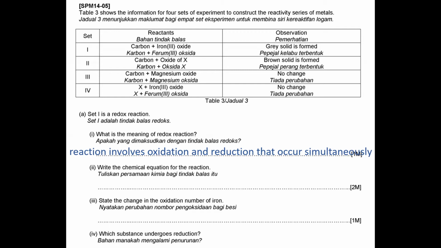Write the chemical equation for the reaction in set 1. Set 1 is carbon and iron trioxide. Carbon and iron trioxide will produce carbon dioxide and iron. 1 mark for the correct chemical formula for all the reactants and products, and another 1 mark for the balanced equation. You write the numbers 3, 2, 3 and 4 here.